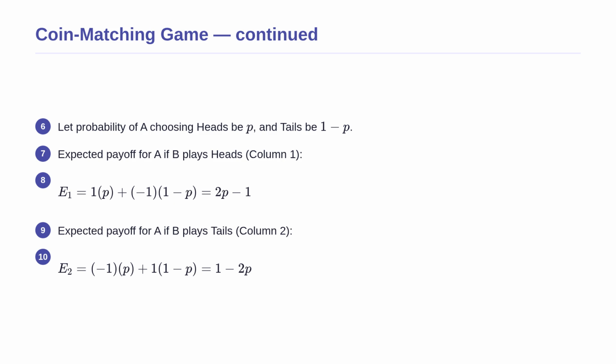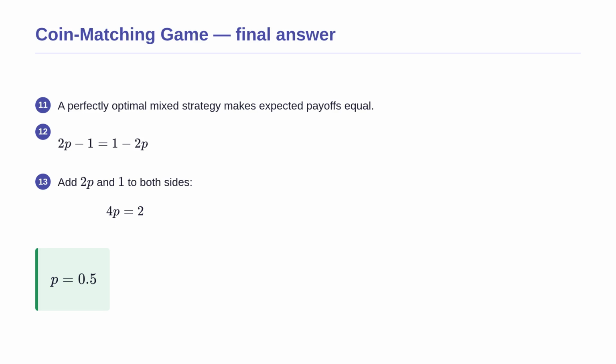If player B plays tails instead, player A loses 1 with probability p and wins 1 with probability 1 minus p. This gives us a second expected payoff, E2, equal to 1 minus 2p. Now that we have our expected payoff equations, we can solve for the perfect probability.